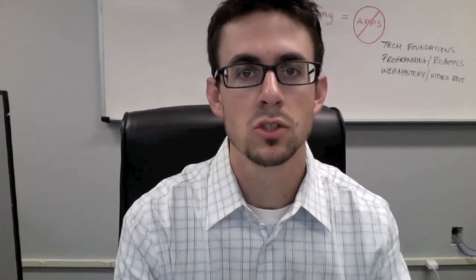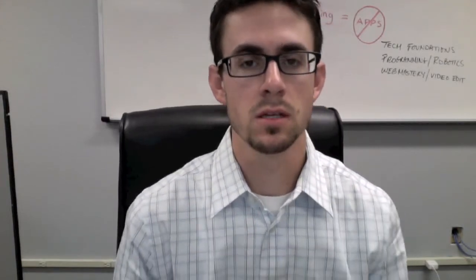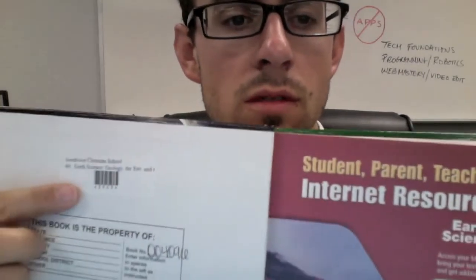Okay, so today we're going to be looking at the procedure for checking a textbook out to a student on RenWeb. What I have right here is an Earth Science textbook. This is from middle school. And if you'll notice on the inside of the book, so I can put this where you can see it really well, there is a barcode.